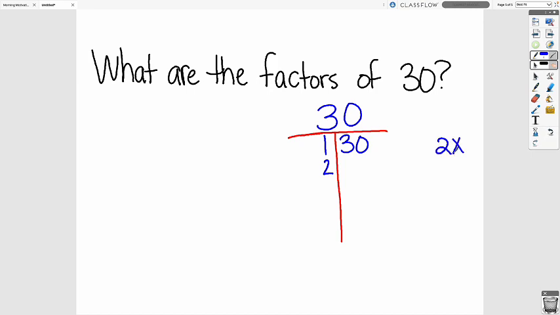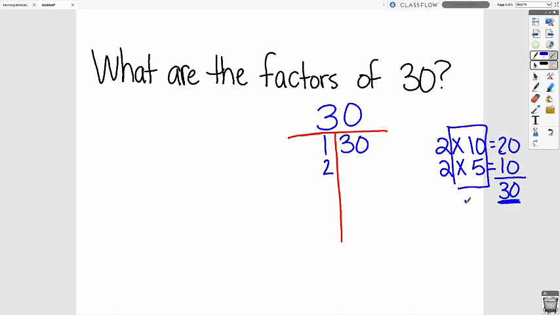So I know that 2 times 10 is 20, right? So then I know that 2 times 5 equals 10. So then when I add 20 plus 10, that equals 30. So 2 times what equals 30? Well, all I have to do is take these two numbers here. 10 plus 5 equals 15. So 2 times 15 equals 30.